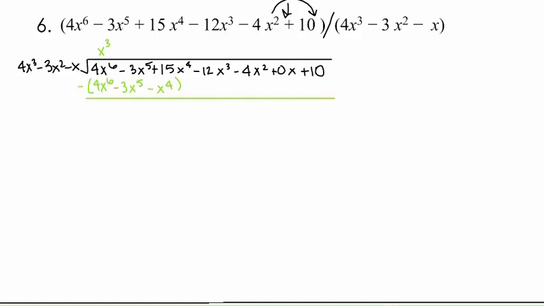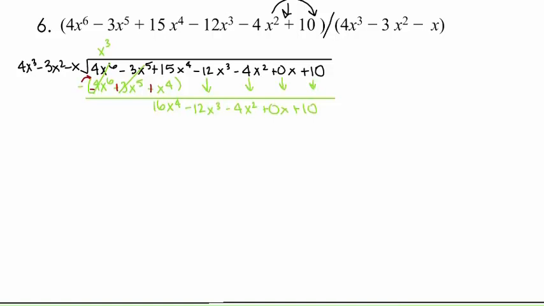Now when we distribute that negative, we're going to get negative 4x^6, positive 3x^5, and positive x^4. So it's going to cancel out our first term and our second term, and it'll leave us with 16x^4. Now bring down all your remaining terms and repeat the process.